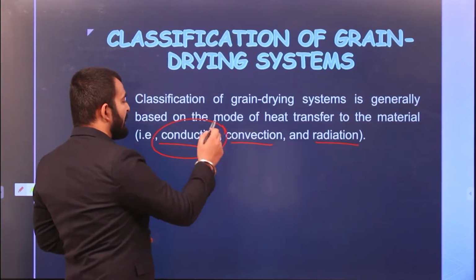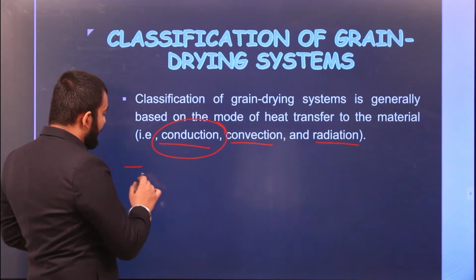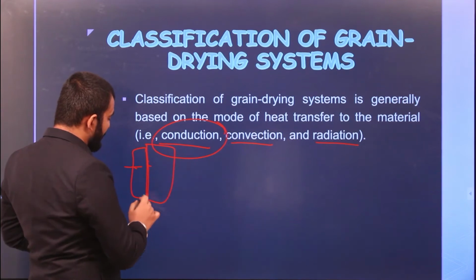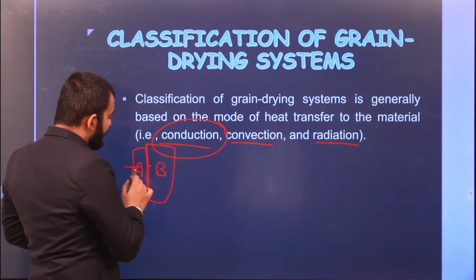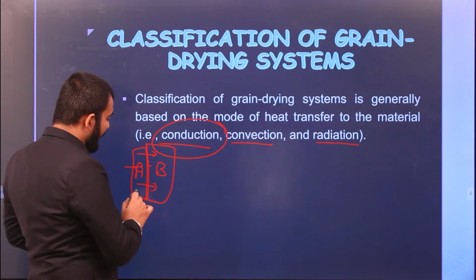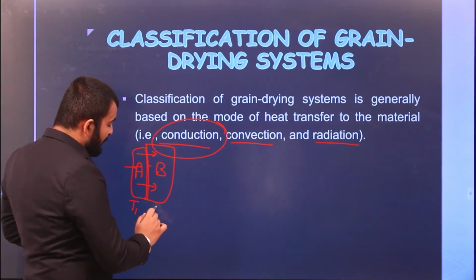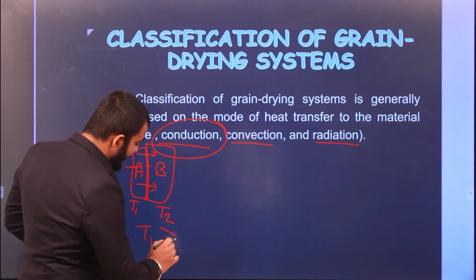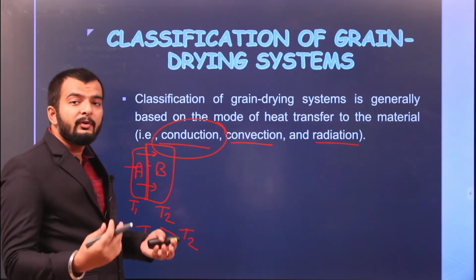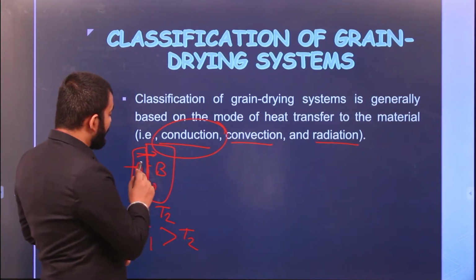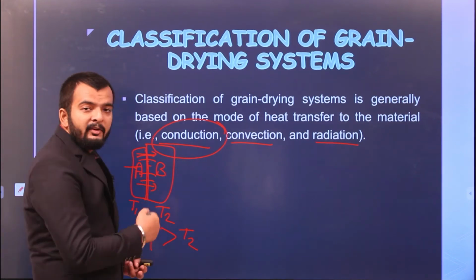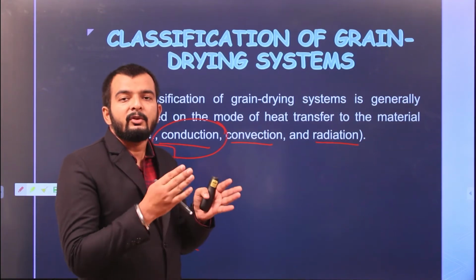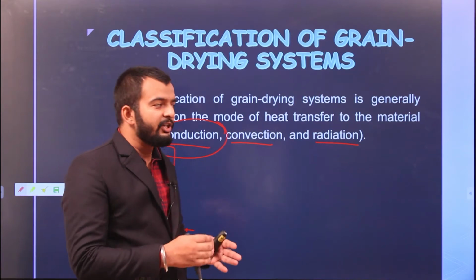In case of conduction, the transfer of heat takes place between two solid contacts. Suppose there is a block A and a block B. Suppose block A is at temperature T1 and block B is at temperature T2, and in case T1 is greater than T2, the transfer of energy will take place from this block to this block based on this temperature gradient, and that will happen through contact between the two blocks. This sort of heat transfer is called conduction heat transfer.